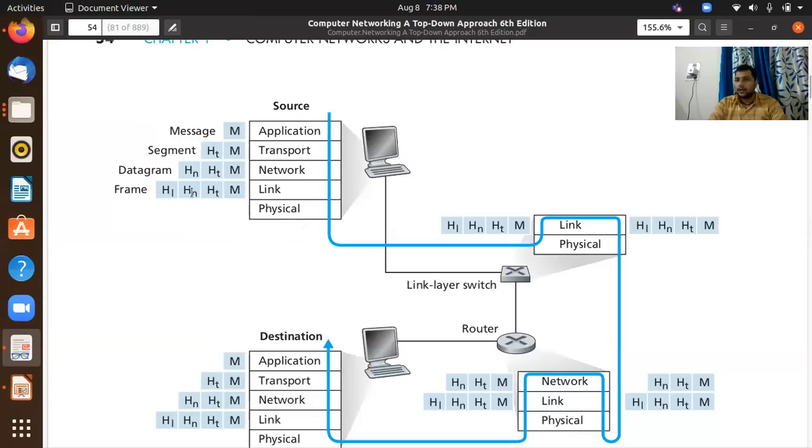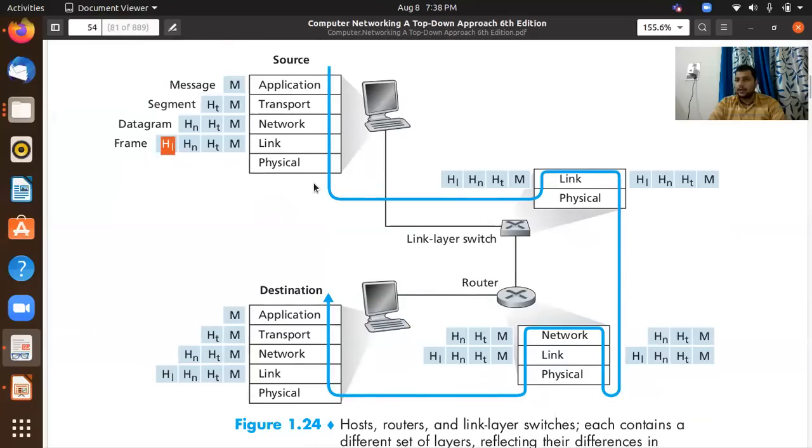It will consider everything as HL. It also adds a trailer. Though only one header field is shown here for the link layer, it will add not only a header but also a trailer, meaning some extra bits after the datagram. Then the link layer does its job, which is to convert those bits into signals and propagate them.